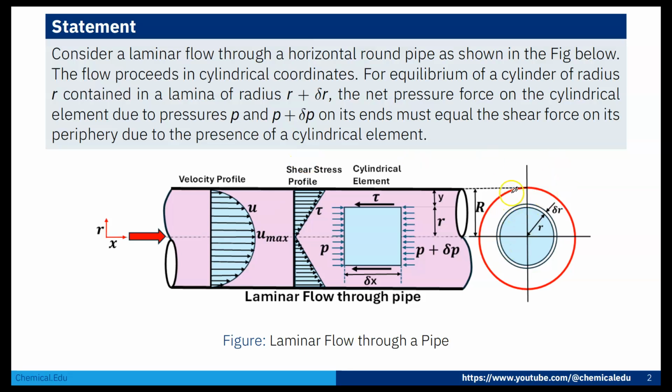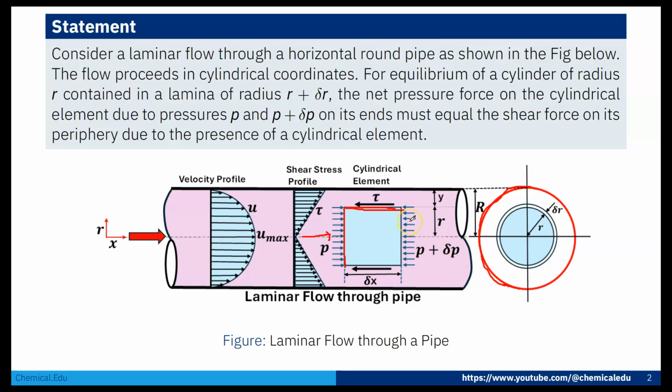Now, you can see that this is the circular pipe. So we take the cross-sectional view. Now we take a small ring element that has thickness dr and length dx. On the surface of this dx length of the cylindrical element, tau is acting. As the flow is coming from left to right, here the pressure force P is acting, and on the opposite side P plus del P is acting.